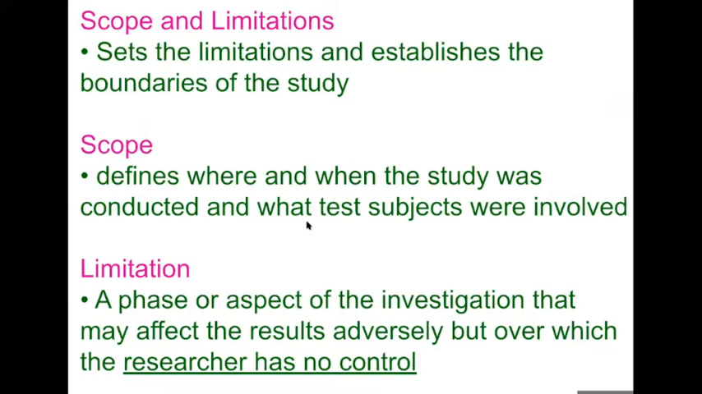Limitation. So this is a phase or aspect of the investigation that may affect the results adversely, but over which the researcher has no control. So the main difference, guys, between scope and limitations is that for the scope, you have control over it. You know when to get your sample, where to get your sample, how you will test it. You have control of that. The limitations are the things over which you do not have any control. So sometimes you have to mention that.